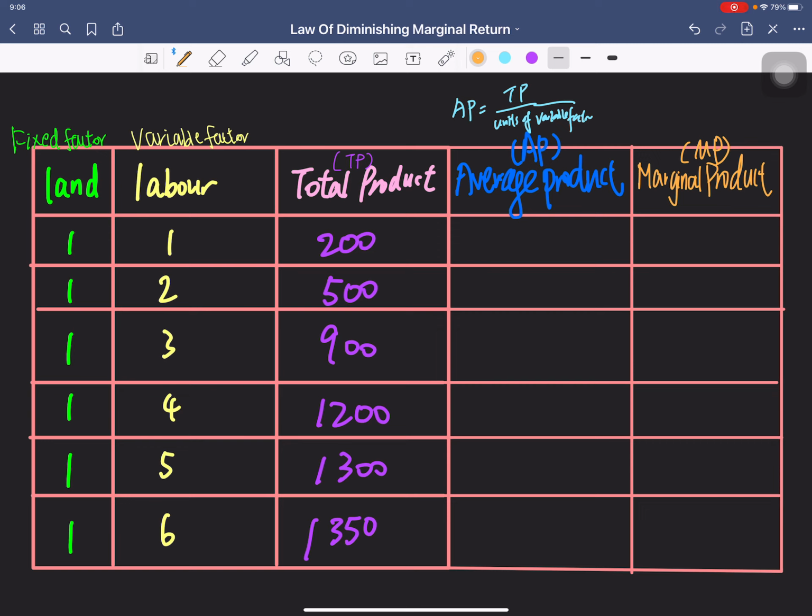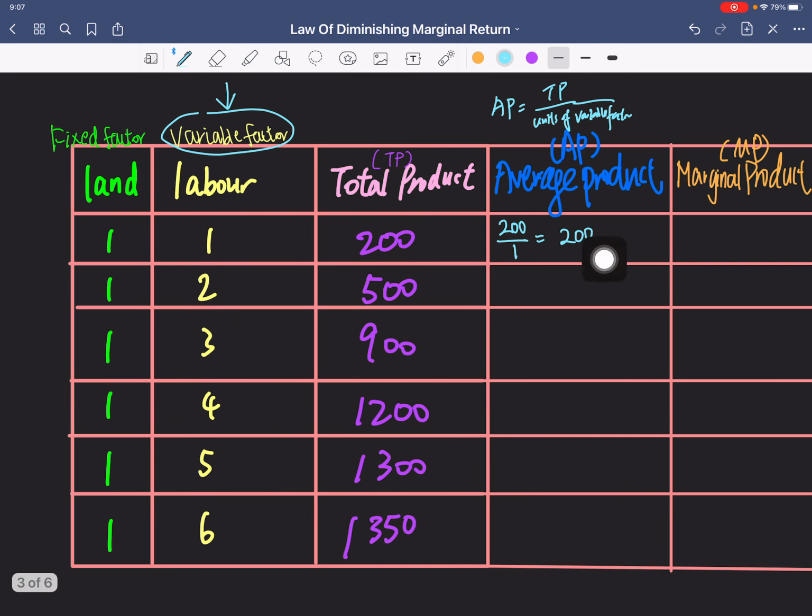If you remember, average product is equal to our total product divided by the units of variable factor. So let's compute it. For the first unit, we have a total product of 200 divided by the number of variable factors, which is 1. It should be 200. For variable factors, we have this column. The variable factors will change when the total product changes. So for the second unit, 500 divided by 2 is 250.